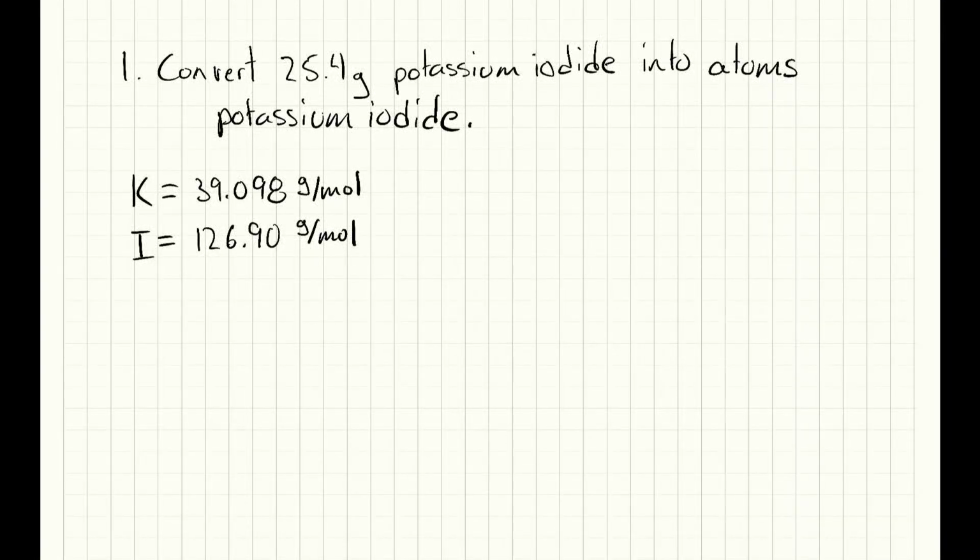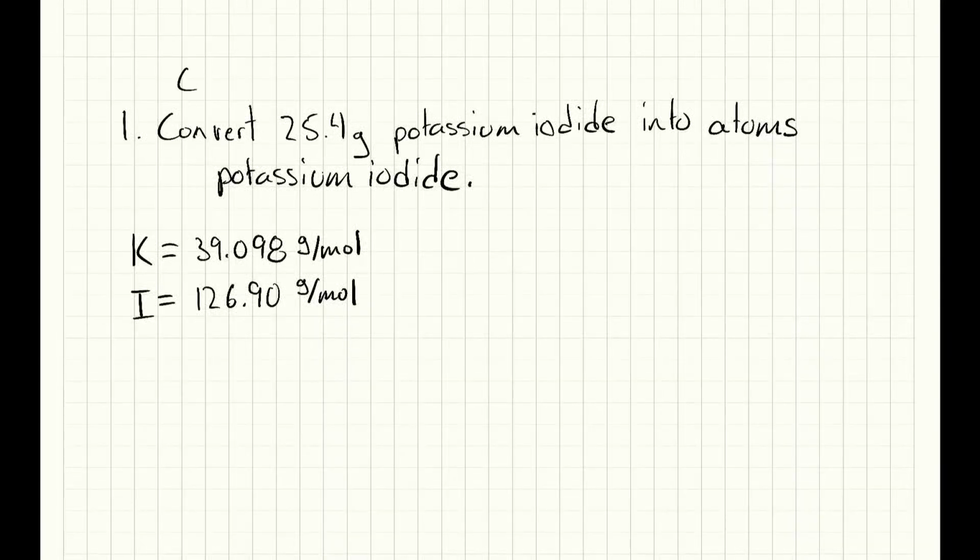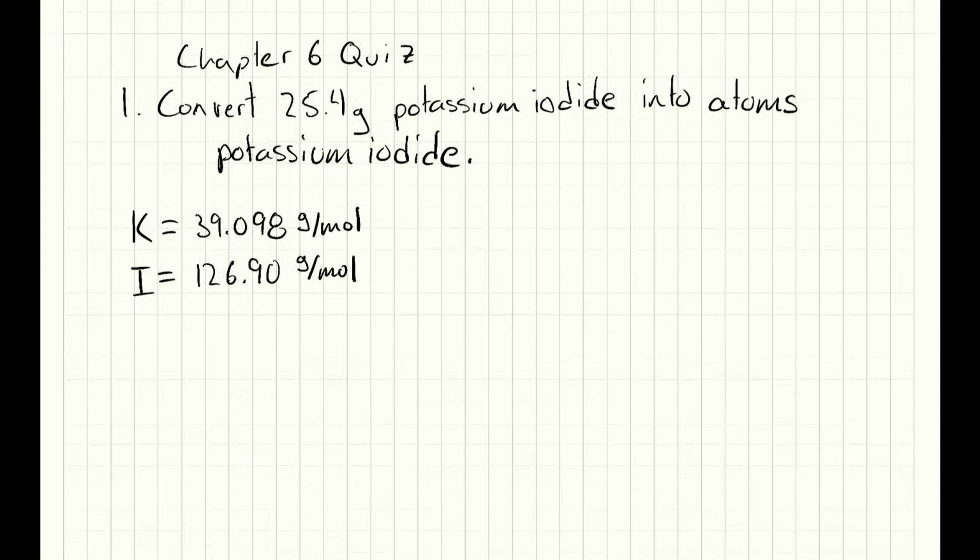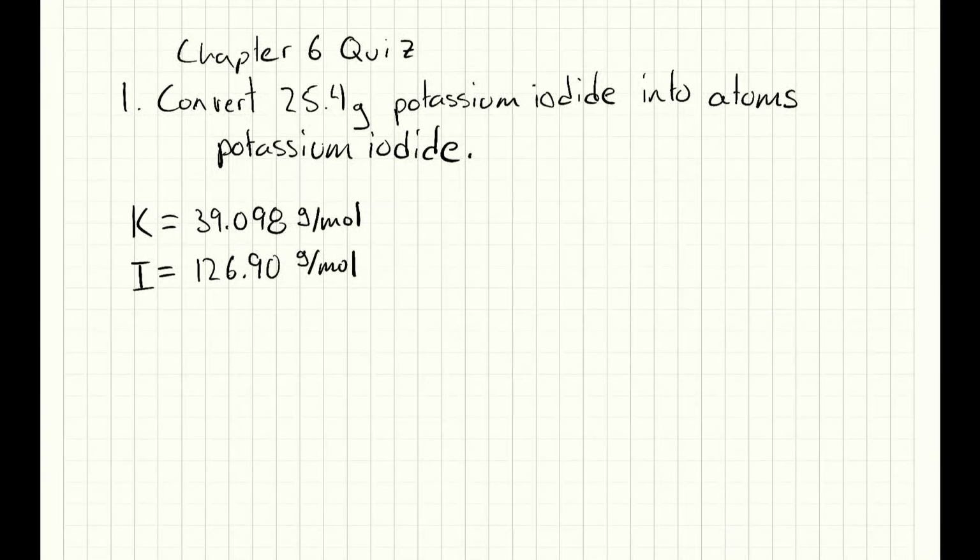All right, so we're going to go over some of these questions from the Chapter 6 quiz. I have here the first question: convert grams of potassium iodide into atoms of potassium iodide. So the first step in this question is really to identify what potassium iodide is.